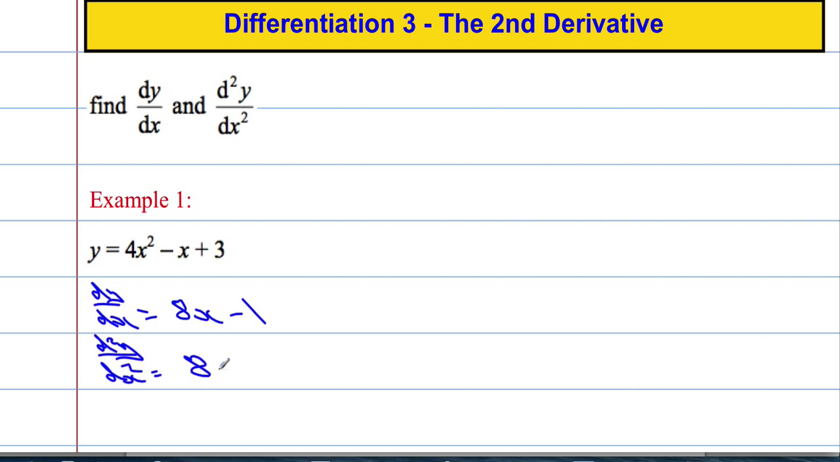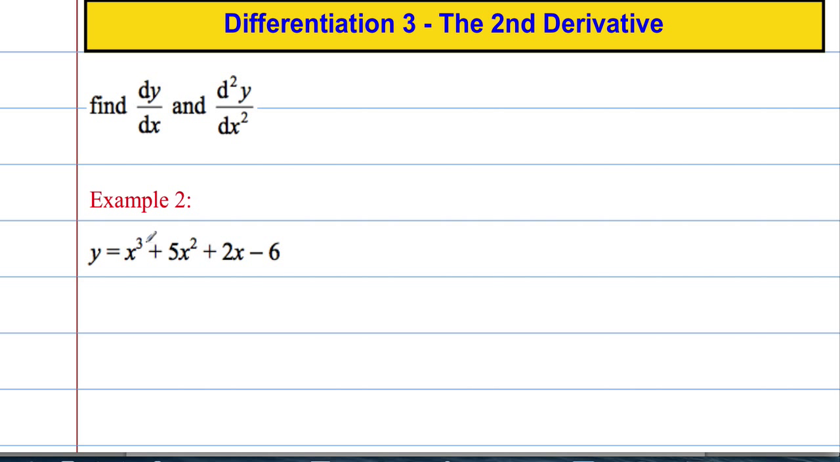Let's take a look at another example. So I've got y equals x cubed plus 5x squared plus 2x subtract 6. So let's get dy by dx, and that will give us 3x squared plus 10x, so remember power down in front by coefficient, plus 2. So we get a quadratic function, and then to get the second derivative, d2y dx squared, we just take the derivative of this.